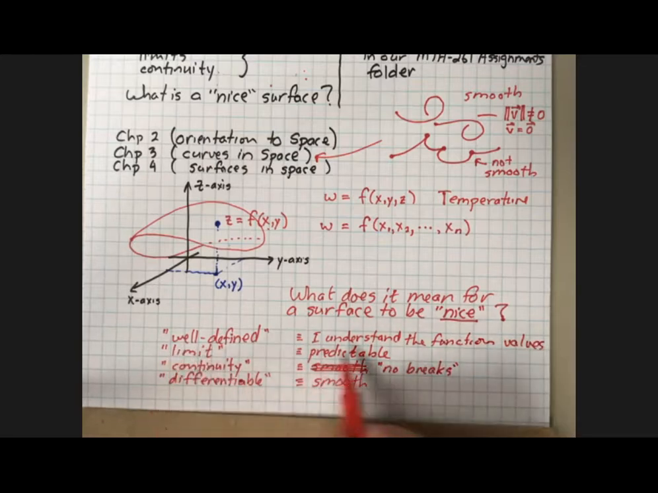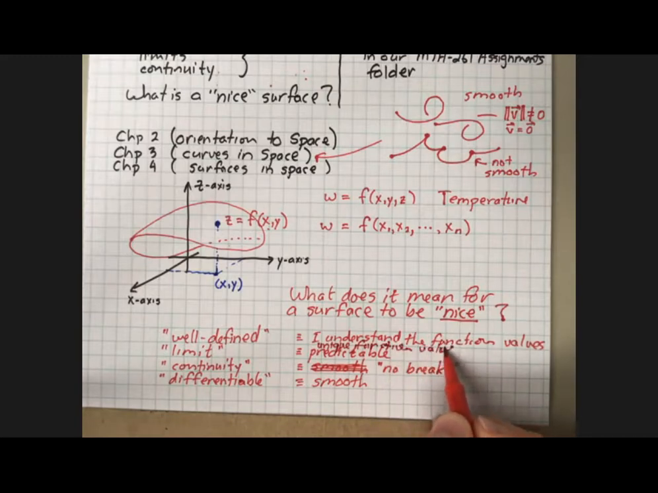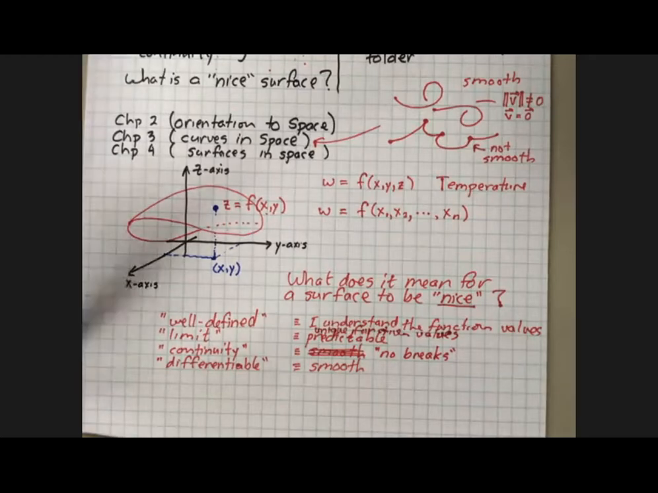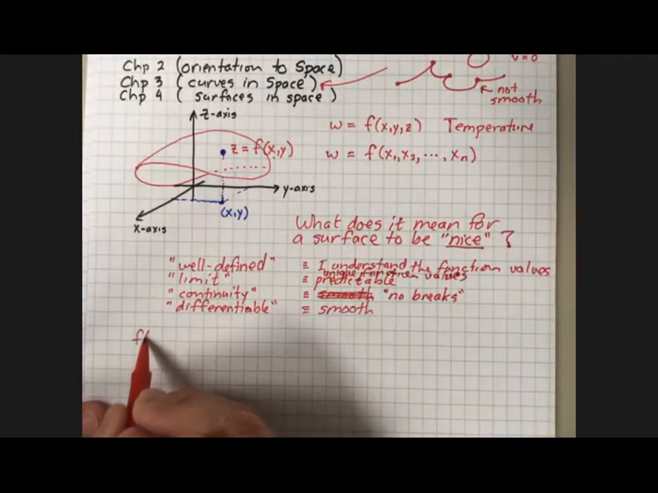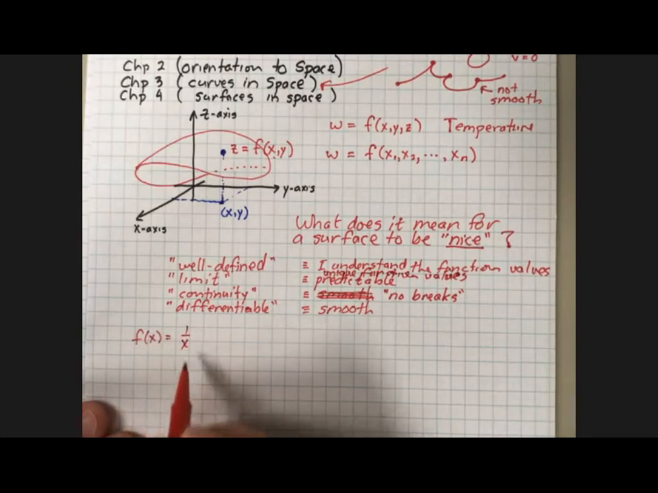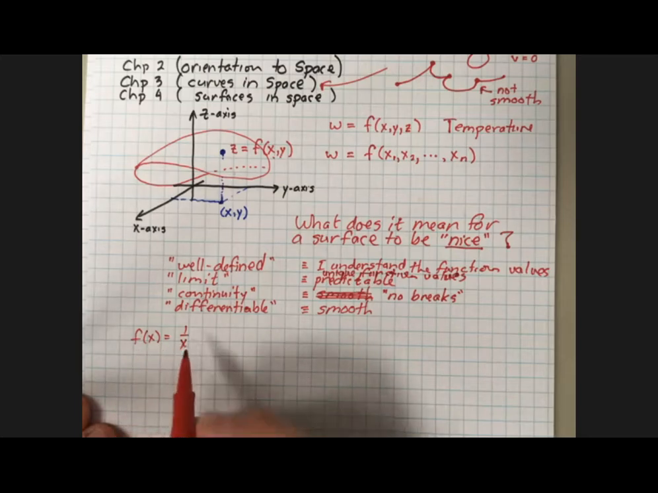Something is well defined, that means I understand the function values. Or I could say it like this, there are unique function values. So let's go up the hierarchy with one-dimensional interpretation. So here's a function from your first calculus experience, 1/x. This function is well defined everywhere except at one point. If x is equal to 0, then this function has no output.